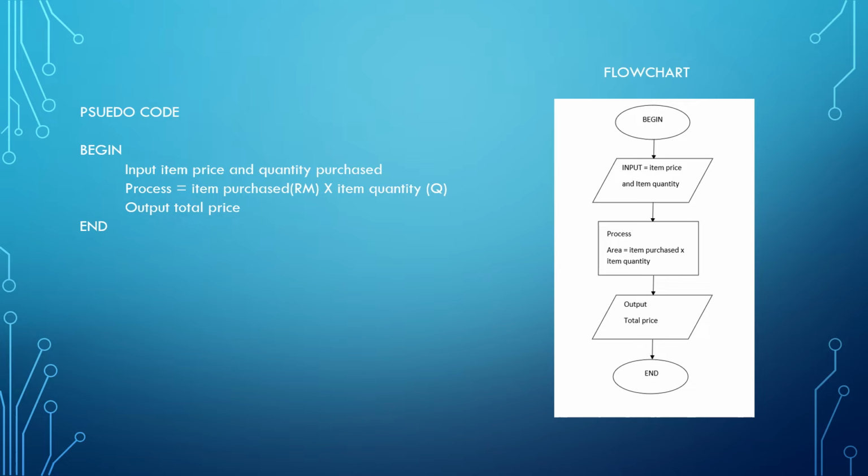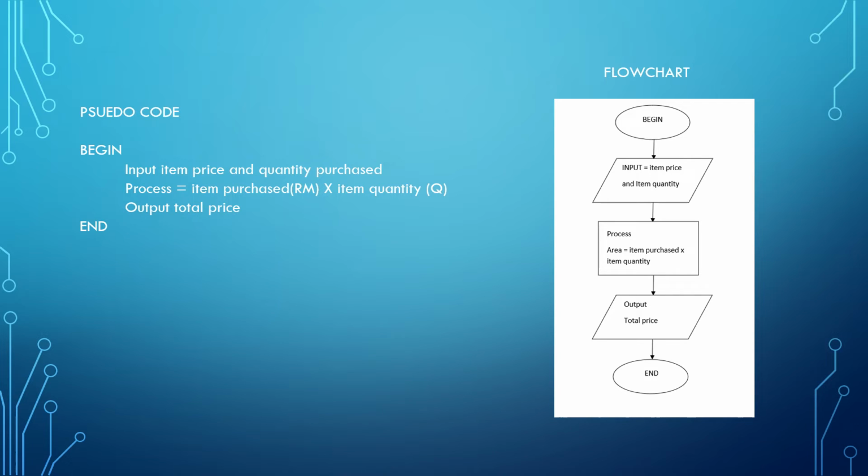And this is the pseudocode. Pseudocode needs to be stated in this way. It will start with begin, followed by input item price and quantity purchased. Process: item price multiplied by item quantity, and output total price, and it's gonna end with end.